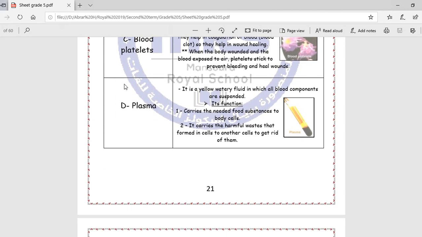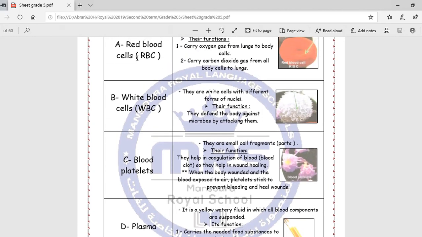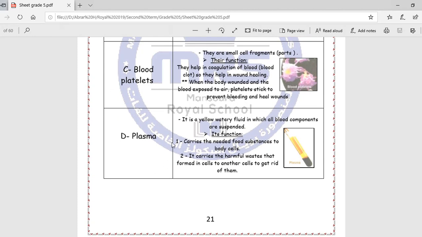Number D, or the fourth structure inside the blood, is a liquid called plasma. We said that the red blood cells, white blood cells, and blood platelets are cell parts. What is the structure that gives the blood its liquid form? It's number D, which is plasma.